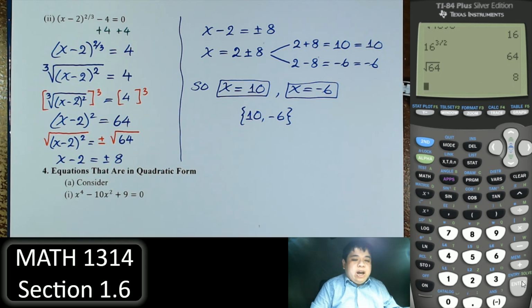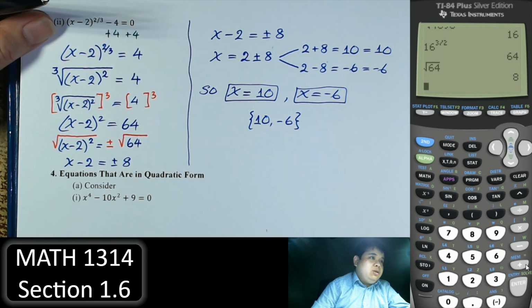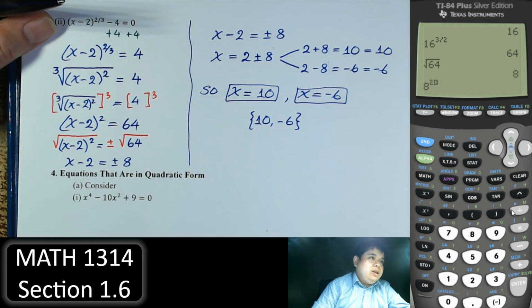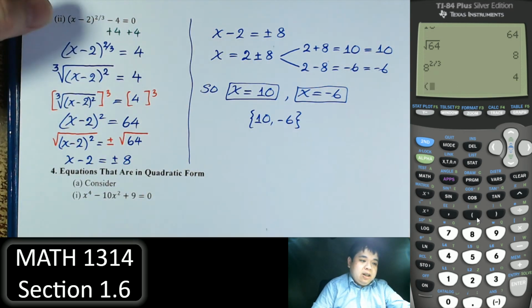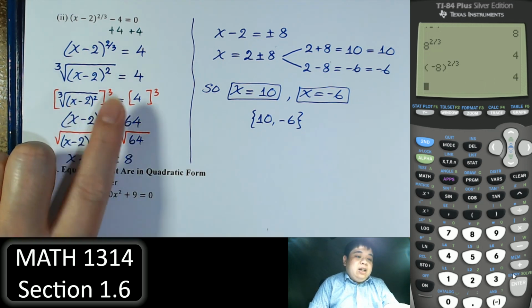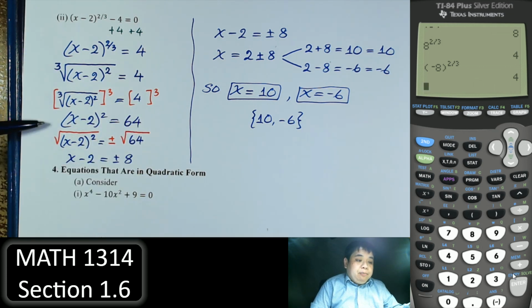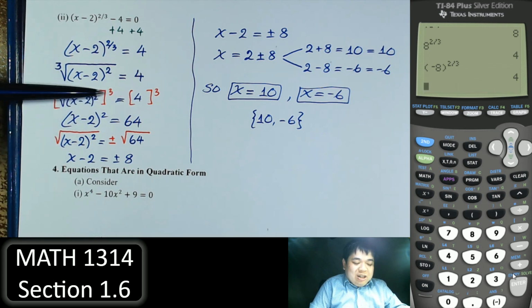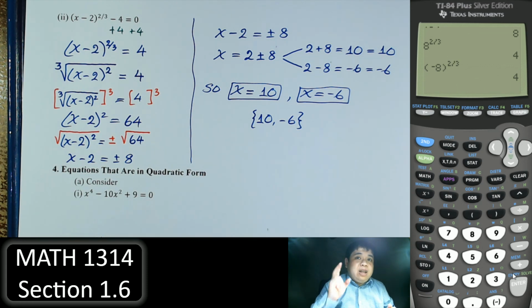But of course, if we want to check, just put 10 in here. 10 minus 2 is 8. 8 to the 2/3 is 4. 4 minus 4 is 0. Now if we put negative 6 in here for x, we have negative 8. And once again to the power 2/3, it's also 4. 4 minus 4 is 0. But once again, cube root on both sides, it's not an even root, so no need to check the answer. I'm sorry, it's not an even power. Cube on both sides, no need to check the answer because that's not an even power.